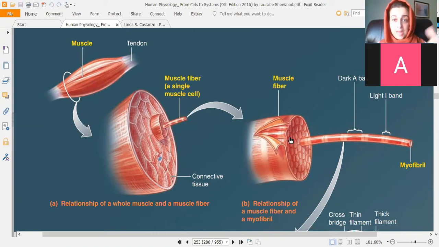And each muscle fiber, this long thing, for example, if this is the biceps, starting from here till here will be one muscle fiber, and this whole thing is one cell, but it's a multinucleated cell. And you can see it in this diagram.